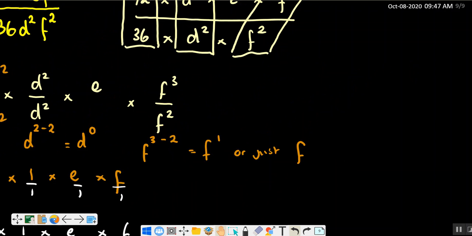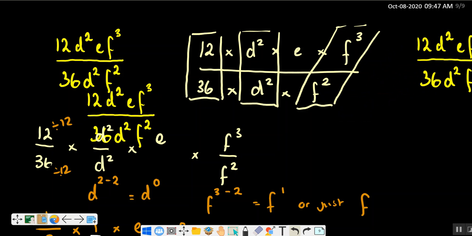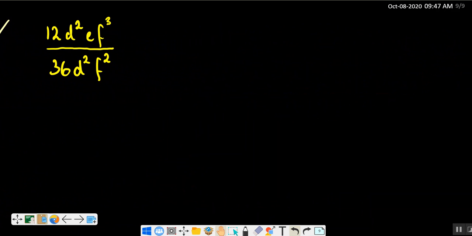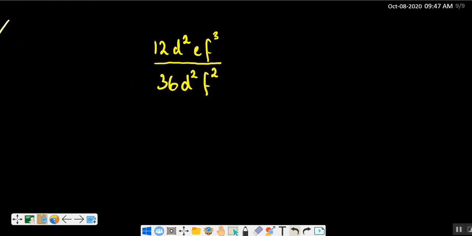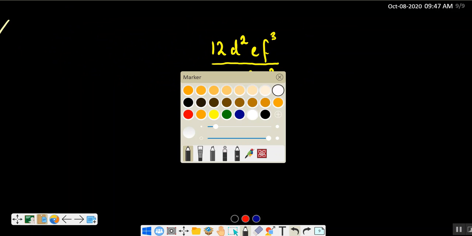So I'm going to go back to this question. All right? Same question, I'm going to do it the shortcut method. So let me just... Right. It's useful, this board. All right, so we're going to do this question again. But this time I am going to do the shortcut method. And the shortcut method involves crossing stuff out.